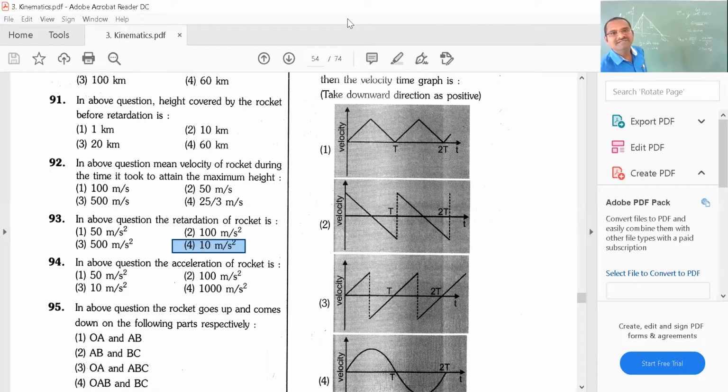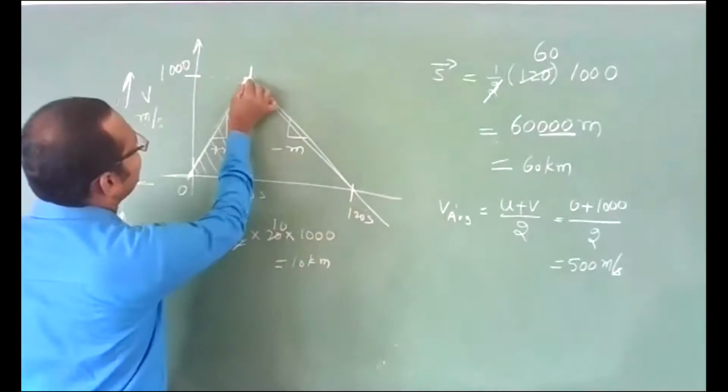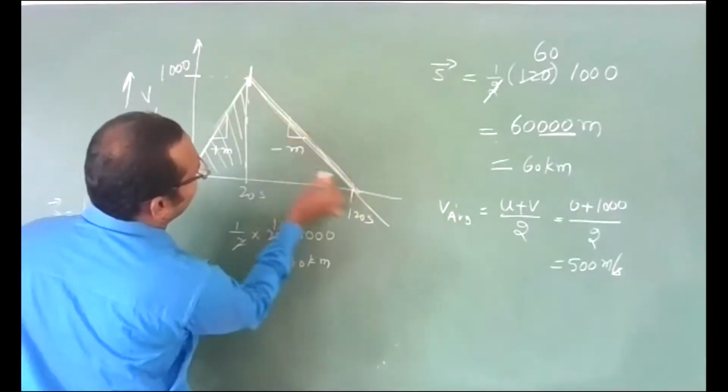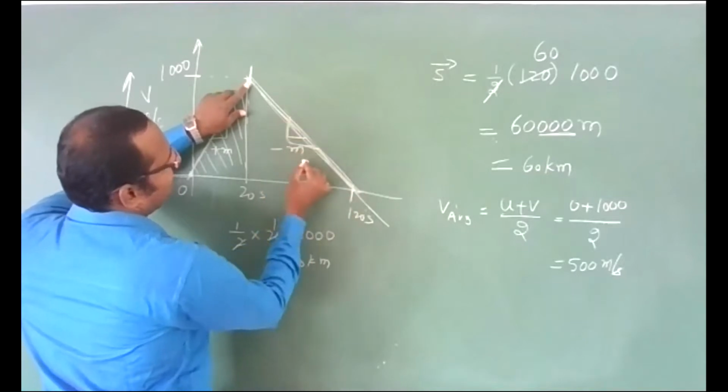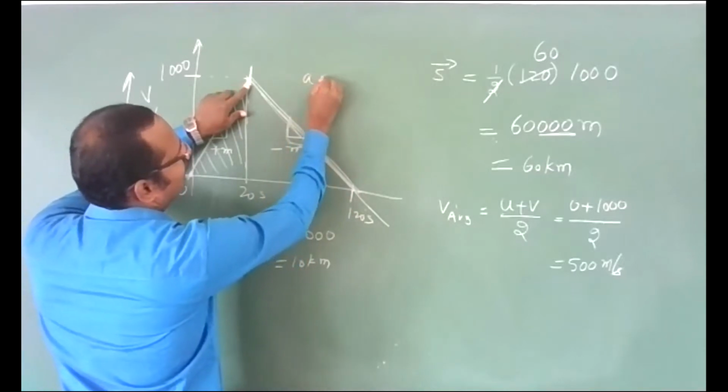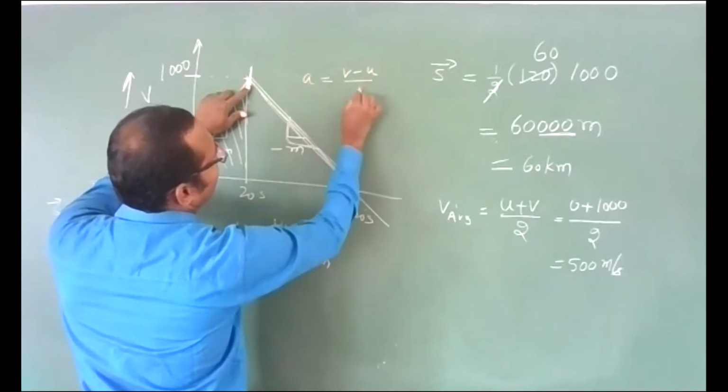If you want to see here, I'll show you. I'll stop this. In the above question, we want the retardation of the rocket. For this you take the slope. Slope is changing velocity by time. Acceleration you want; that is changing velocity by time.